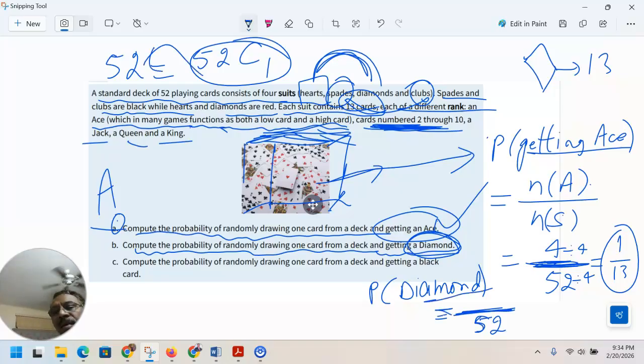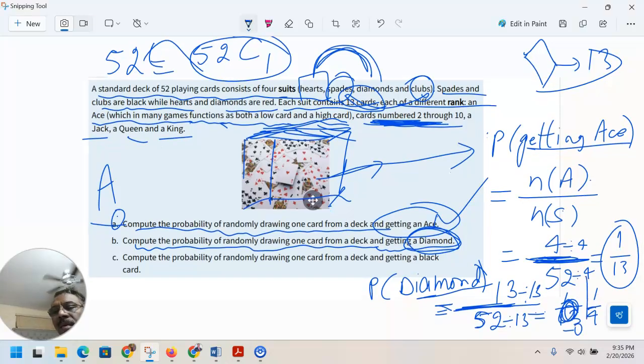What are the chances that you're going to get a diamond? There are 13 diamonds, so it is 13 out of 52. Sorry, if I divide by 13 and 13, you get 1 out of 4, which is 0.25, which is 25%.